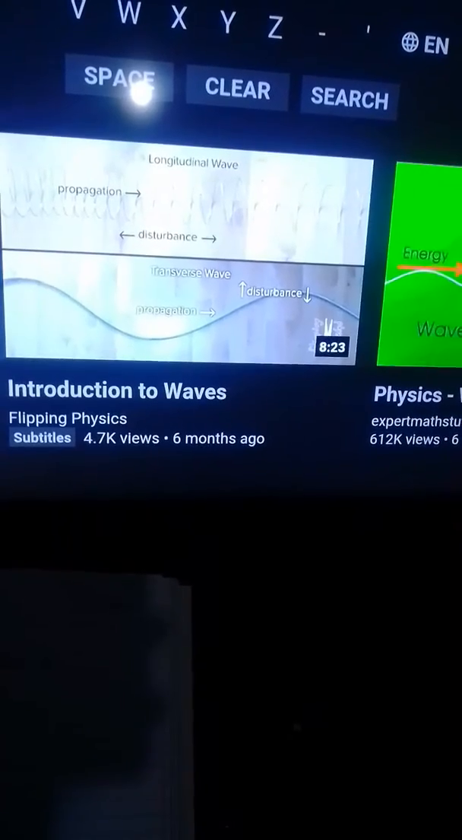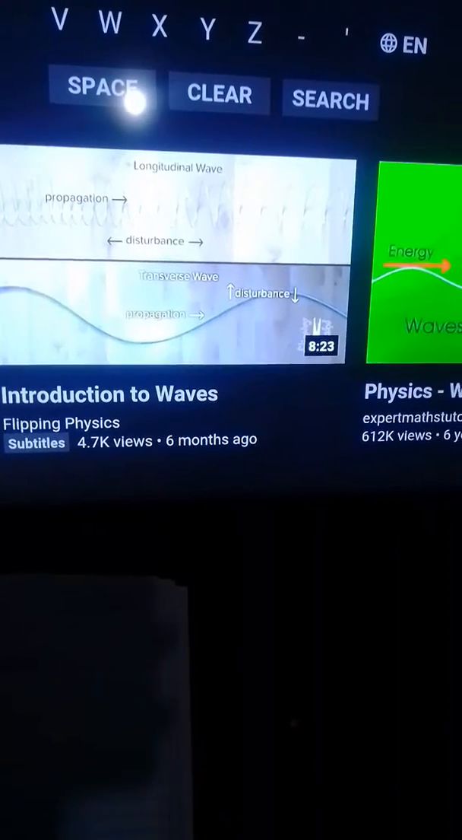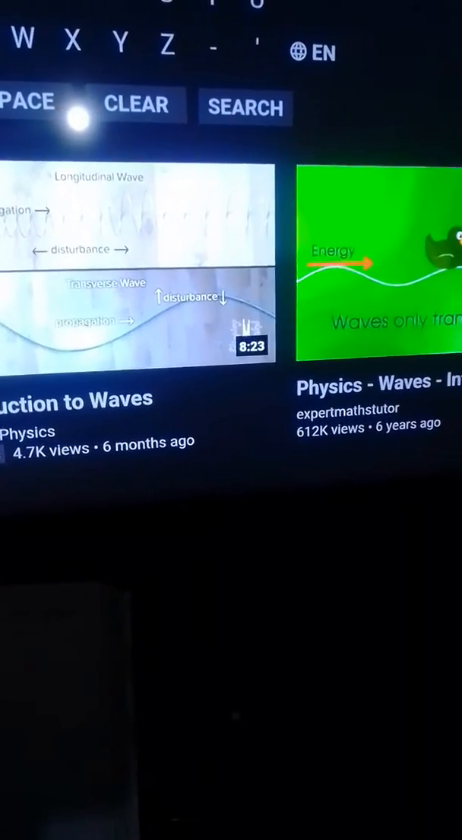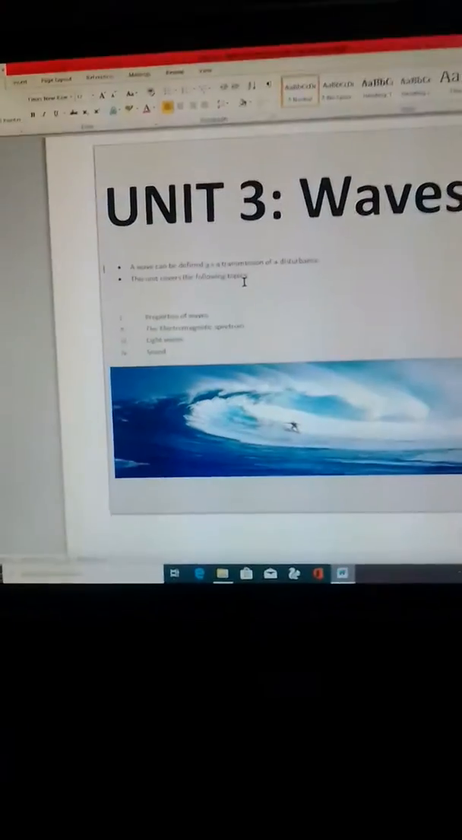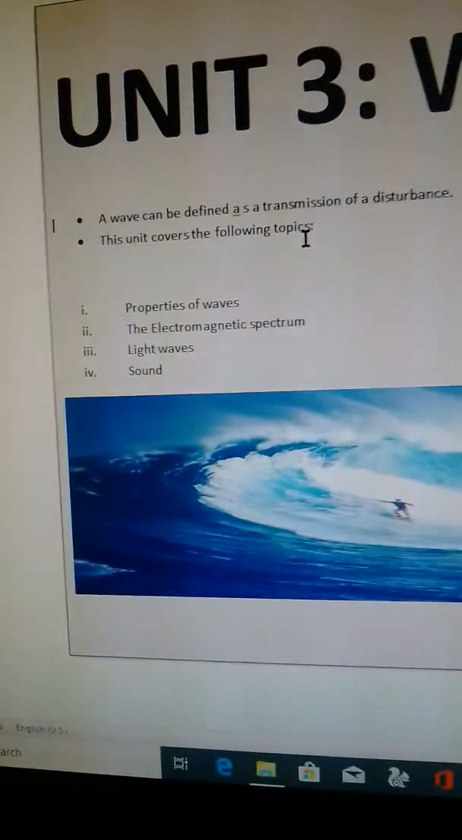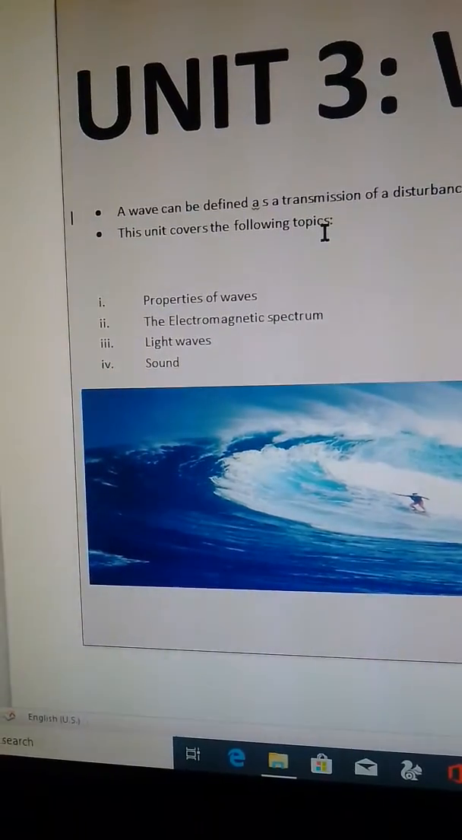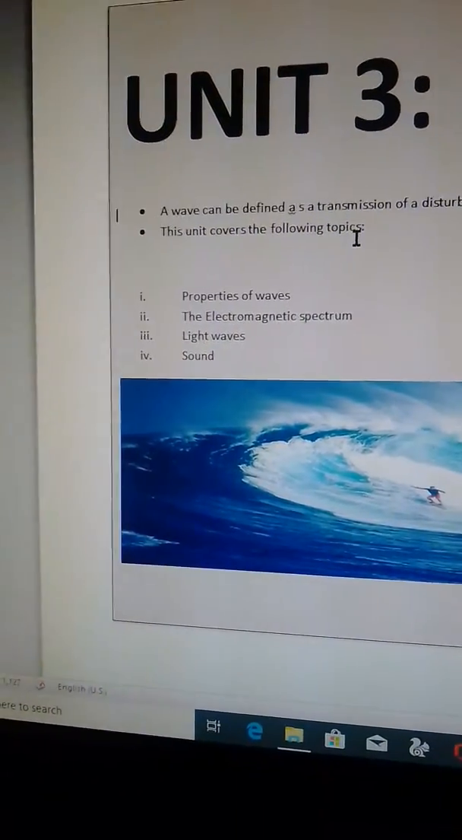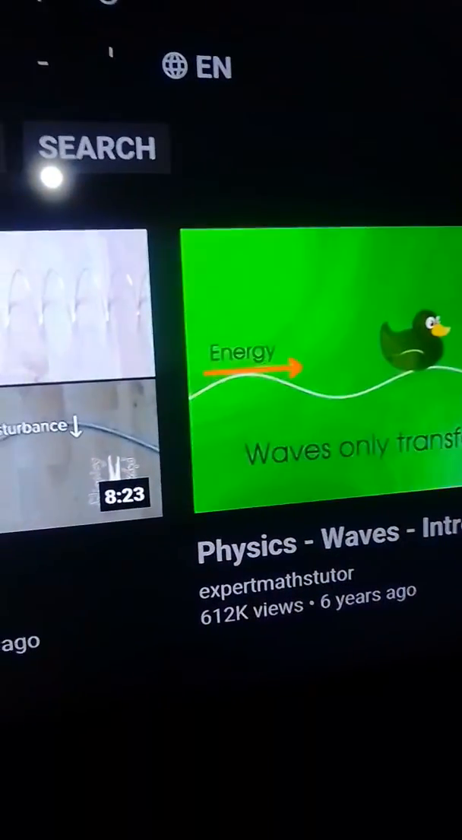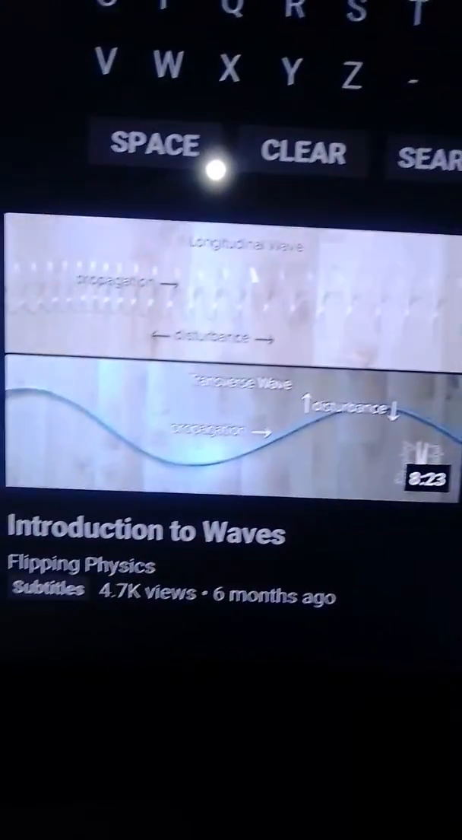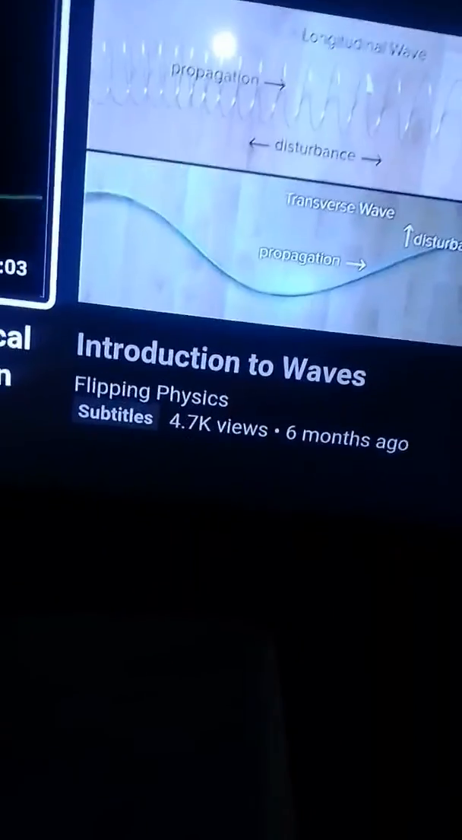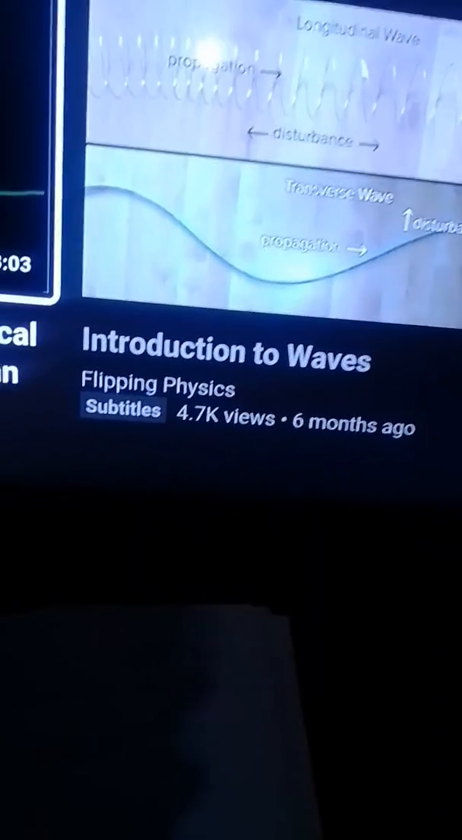My name is Omeri. Today I'll be introducing to you Unit 3, which is about waves. Unit 3, as we're going to see, is going to cover properties of waves, the electromagnetic spectrum, light waves, and sound. For today, we shall be looking at the first unit, which is the properties of waves. First, we shall start by defining what is a wave.